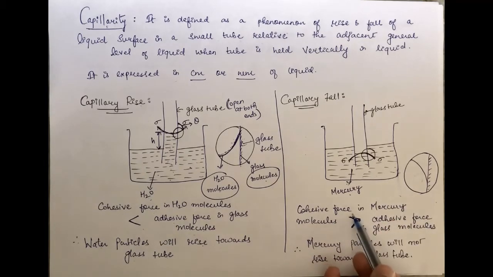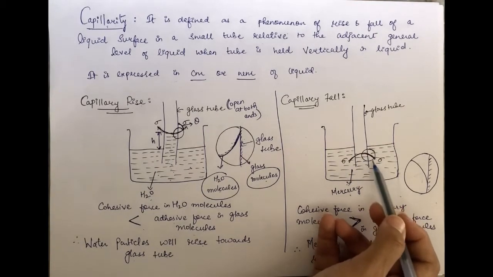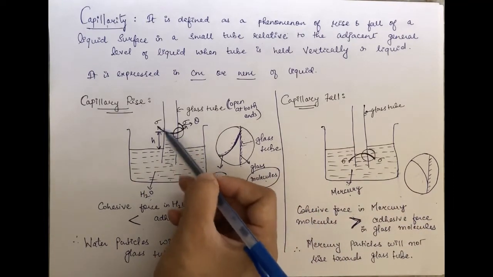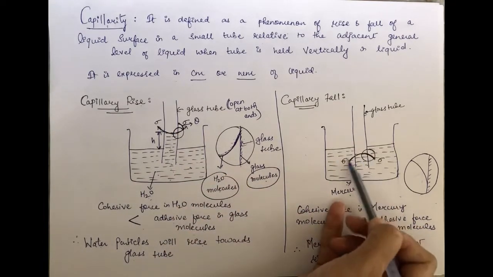Here the cohesive force in the mercury molecules will be greater than the adhesive force of the glass molecules, as a result of which the mercury molecules will not rise towards the glass tube. There is a bent curve you can see, which is opposite to the capillary rise, so it is known as capillary fall.